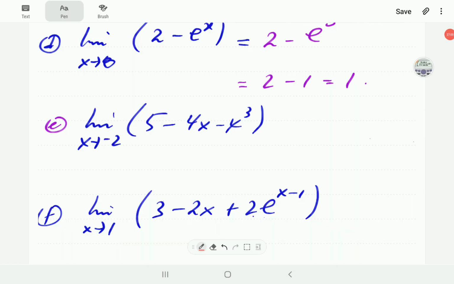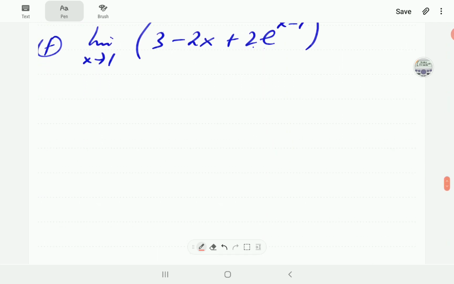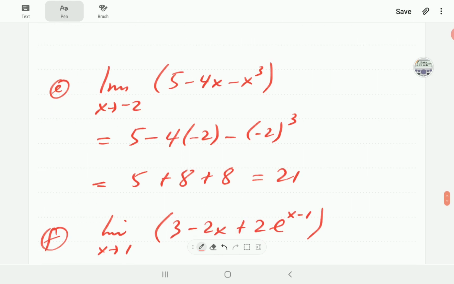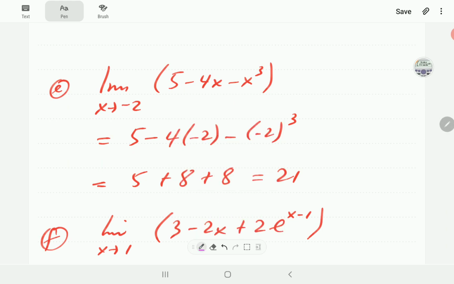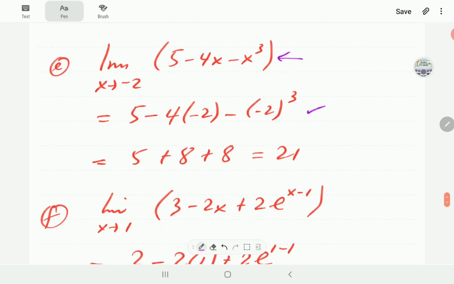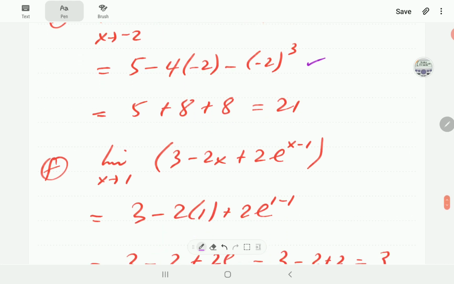Alright, we're now going to scroll down to our answers for E and F. So for E, it's a limit as x goes to minus 2. If we simply plug in x is minus 2 here, this is what we get. And just notice here, be careful with this. It's going to work out to negative 8, and then minus negative 8 becomes plus 8. This one is obviously plus. So it's going to work out to 21.